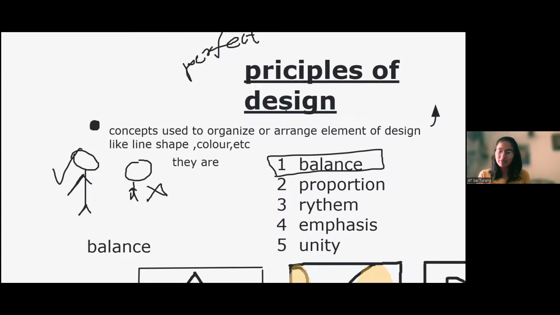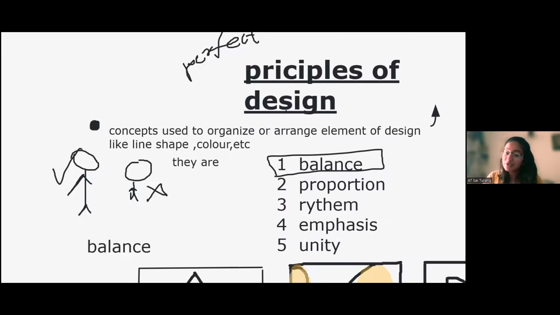What is rhythm? Basically, rhythm is a movement of the design. How our eyes move from one place to another in a rhythm. Rhythm can also be explained as a pattern that is not predictable. Have a thought about this.